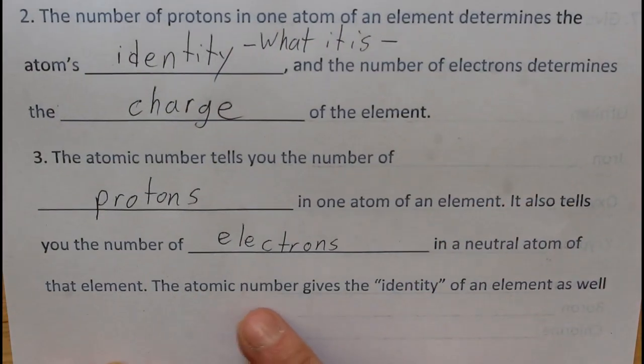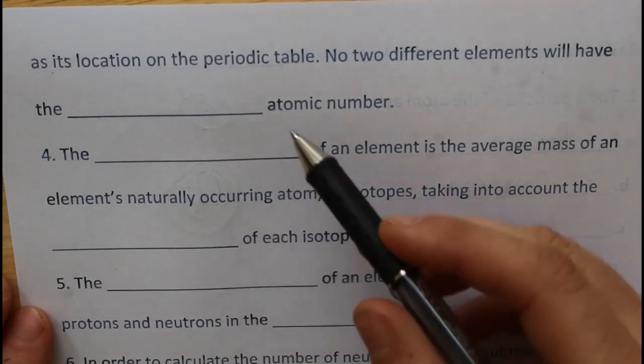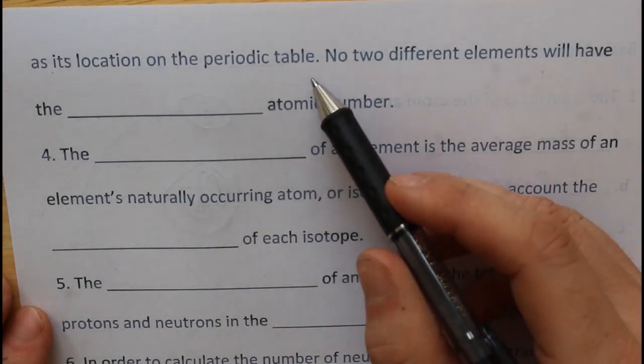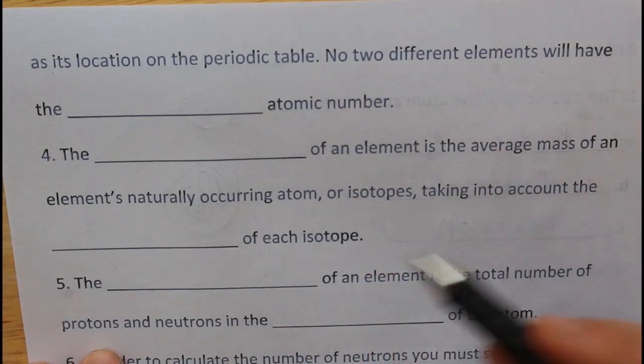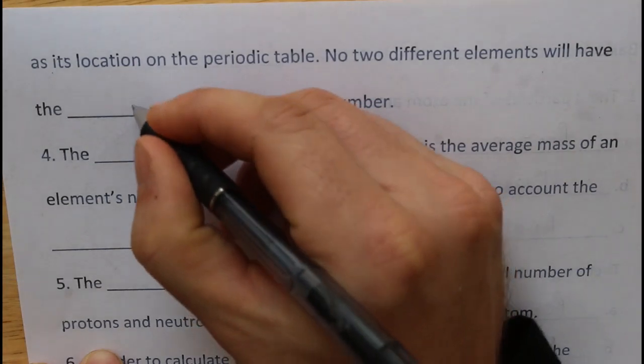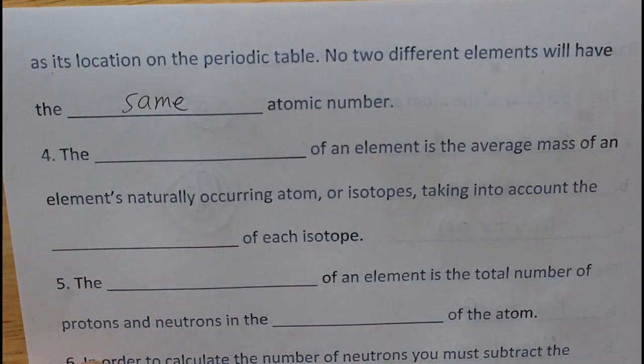The atomic number gives you the identity of an element as well as its location on the periodic table. That's what I was just talking about. No two different elements will have the same atomic number. So gold and lead are going to have different atomic numbers, always. That's what defines it. No two elements are going to have the same amount of protons. That's what makes one element different from another.